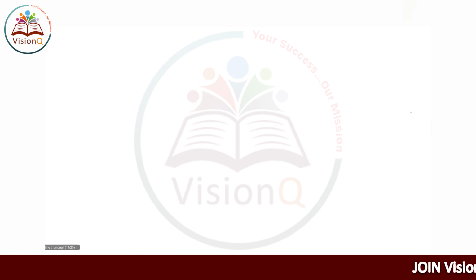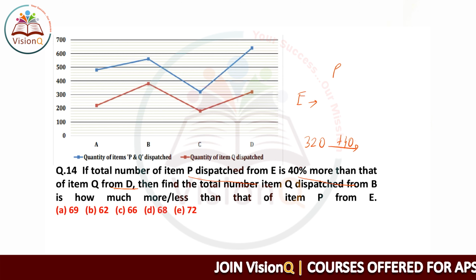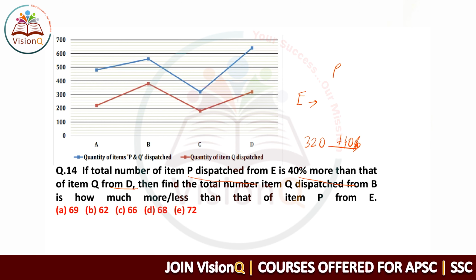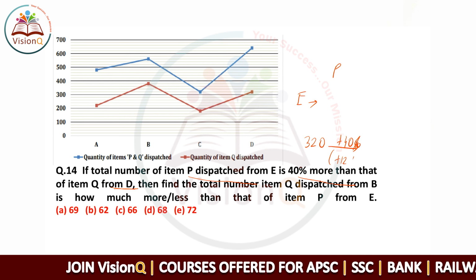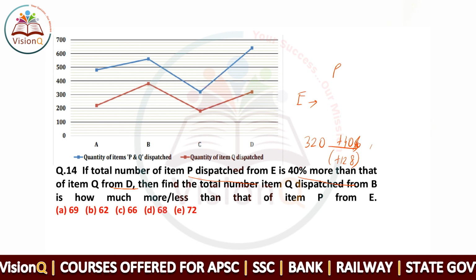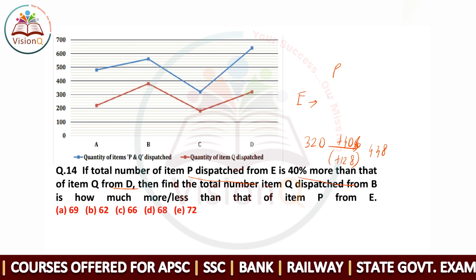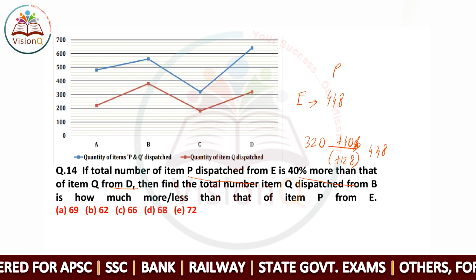So this value is 40% more than 320. So 320 plus 40%. So 10% of 320 is 32. So 40% is 32 into 4, which is 128. So 320 plus 128 will be how much? 448. So this is the value of P dispatched from E, which is 448.